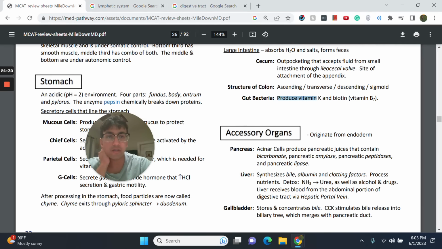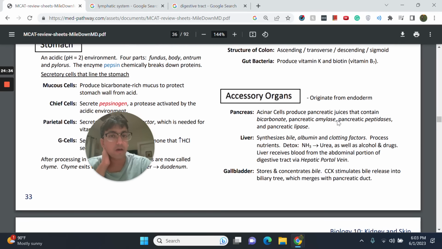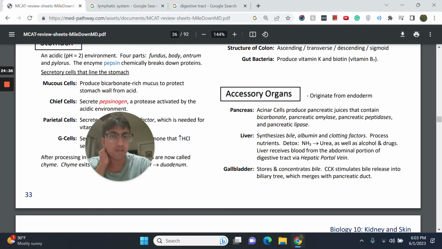And then you have gut bacteria. Gut bacteria is responsible for producing vitamin K and biotin. Finally, let's talk about the accessory organs that I mentioned. So you have the pancreas, and the pancreas produces pancreatic juices that contain bicarbonate, amylase, peptidases, lipases. So it's just all these things that help break down your food, and bicarbonate helps protect your duodenum from the acidic stomach.